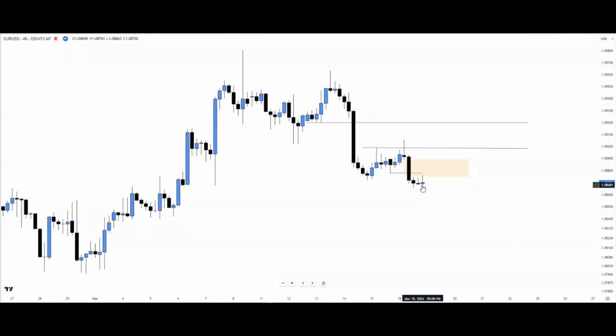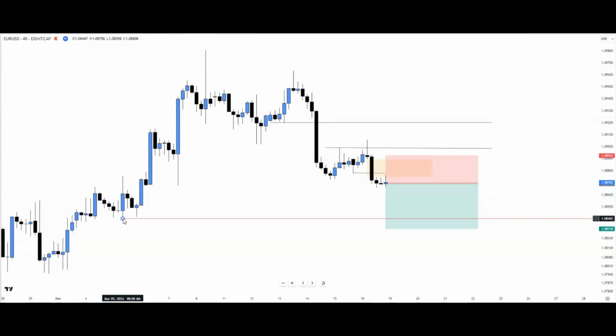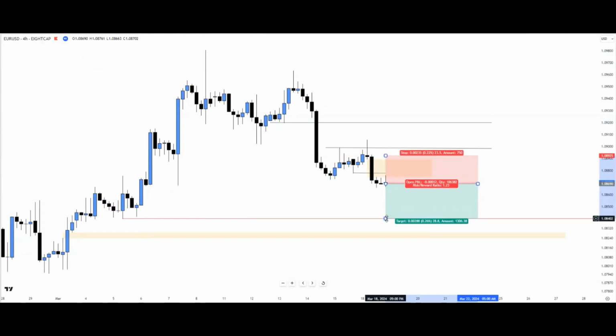And there we have it. So we can frame our entry right here, putting our stops just above this particular fair value gap, and we can aim for this series of lows or this particular fair value gap. So let's first aim for this particular series of lows, which is our first draw on liquidity. So let's see what price does.